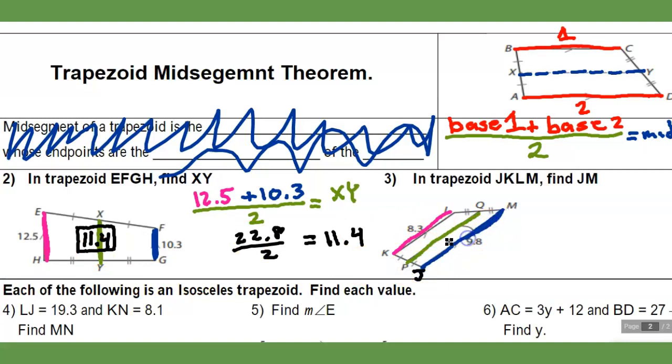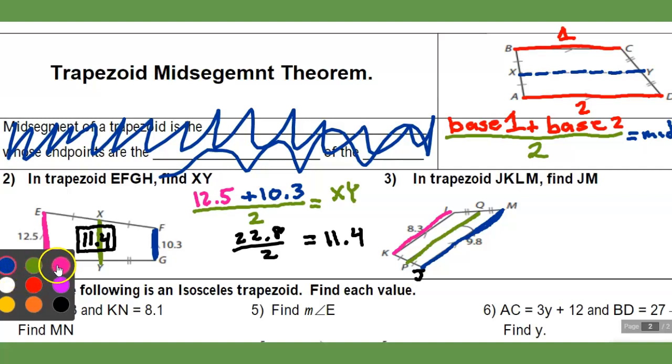So using the same logic, this is definitely the longer of the two bases. This is 8.3. JM clearly appears to be longer. So when we get an answer, it should be bigger than 9.8. And more accurately, it should be the middle. This plus 8.3 should give us the middle answer of 9.8. Okay. So let's do it the same way.